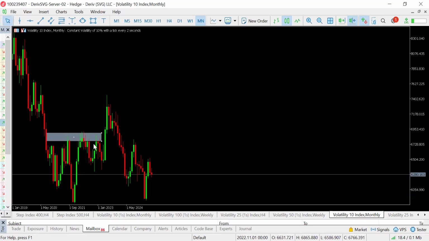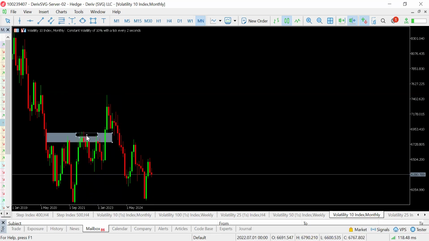Price stalled here for a while. Instead of coming down to take out the lower low that it made before, it made a higher low. And this place resisted price for a while. We found price making a double bottom here, and then price broke through this resistance to make a higher high.